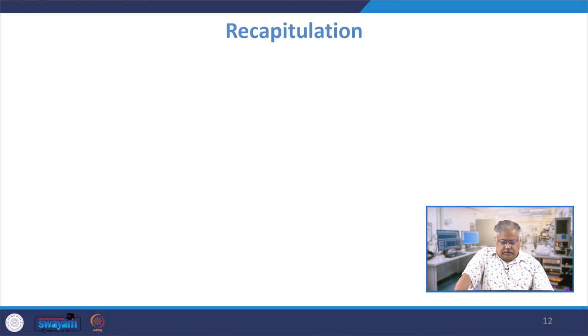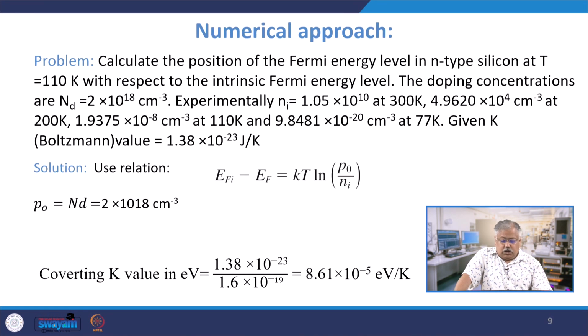Let's finish off with a basic numerical approach. What is written here is that you need to calculate the position of the Fermi level in n-type silicon at 110 K with respect to the intrinsic Fermi level, and the doping concentration is given as Nd equals 2 into 10 to the power 18. Experimentally, we are given values of Ni at 300 K, 211 K and 77 K. The Boltzmann constant is also given.